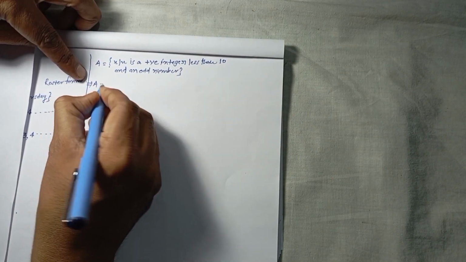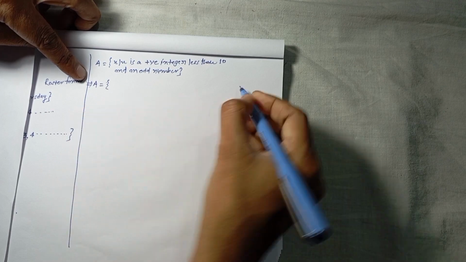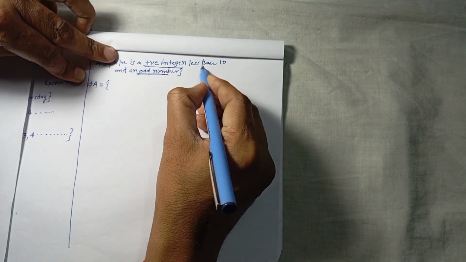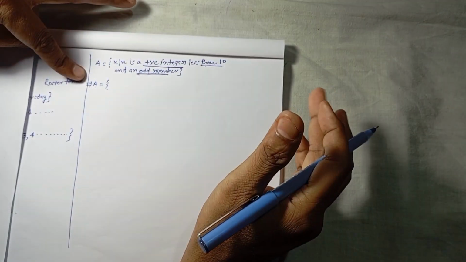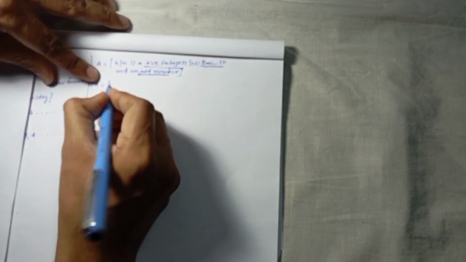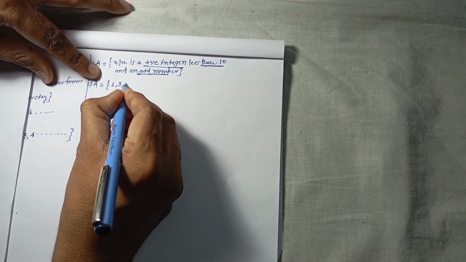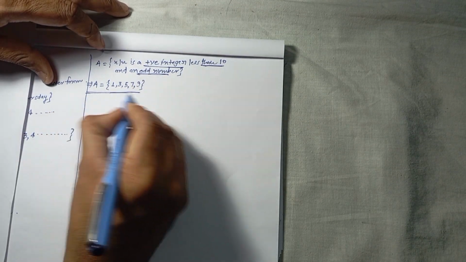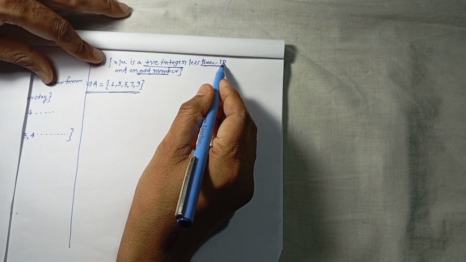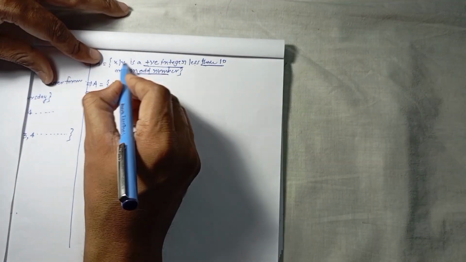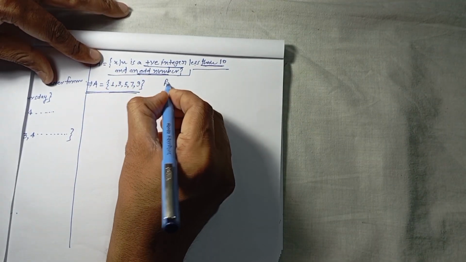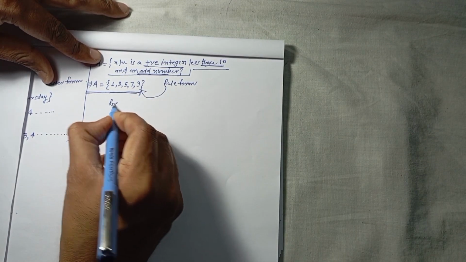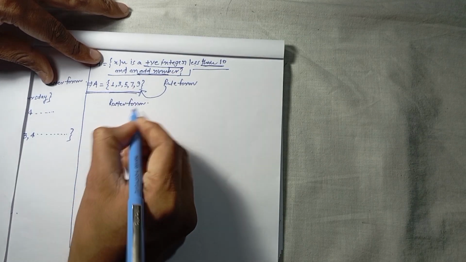Okay, so we can write it as set A is equal to positive integer and odd number less than 10. Positive integer less than 10 and odd: 1, 3, 5, 7 and 9. So this is the set of positive integer less than 10 and odd number. Now we have expressed this set which was in rule form in this form, which is roster form.